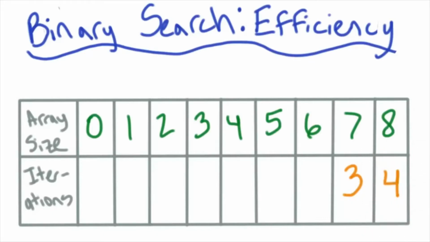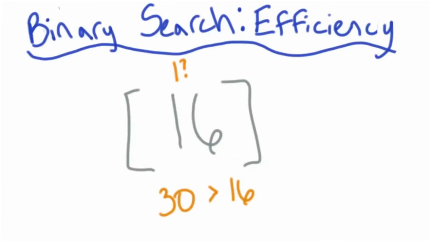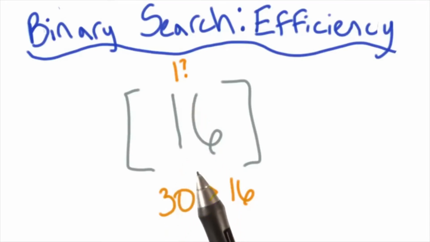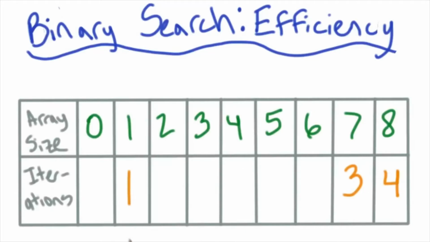Let's start thinking about different array sizes now. If you had an array size of 1 and you were looking for an element, say 30, it would always only take you 1 step to see whether that element was in your array or not. Great, that means we can add 1 to our table.